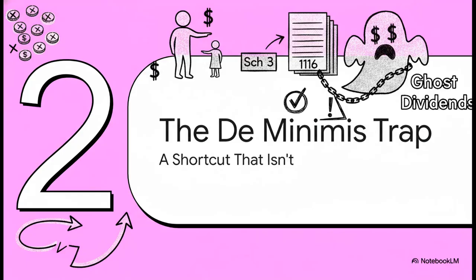In every single one of these scenarios, the IRS gets zero heads up about the dividend or the tax that was paid. Now, this brings us to a really, really critical point that a lot of people get wrong, the de minimis election. You've probably heard it. If the foreign tax is small, under $300 or $600 for a joint return, you can just stick it on Schedule 3 and skip filing Form 1116. Well, when it comes to ghost dividends, that shortcut isn't a shortcut, it's a compliance trap.